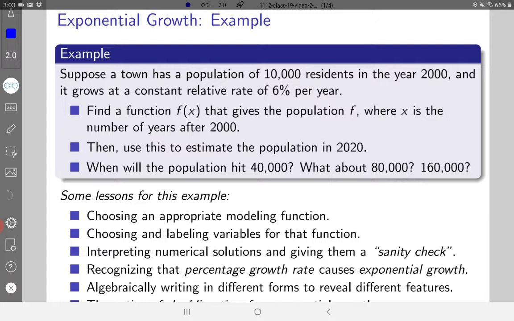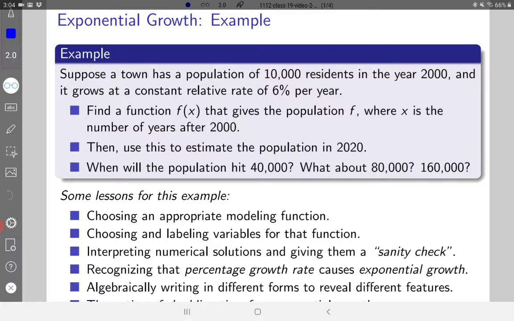And then at the end, I will use this example to introduce and discuss the notion of a doubling time for an exponential growth function. So the example we're going to explore is a town whose population is growing. Let's say in the year 2000, we have 10,000 residents, and let's say somehow we know that it's growing at a constant rate of 6% per year.